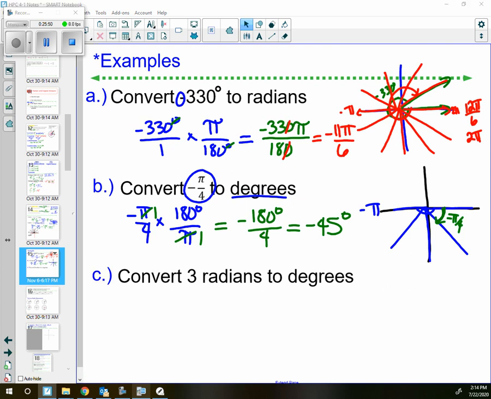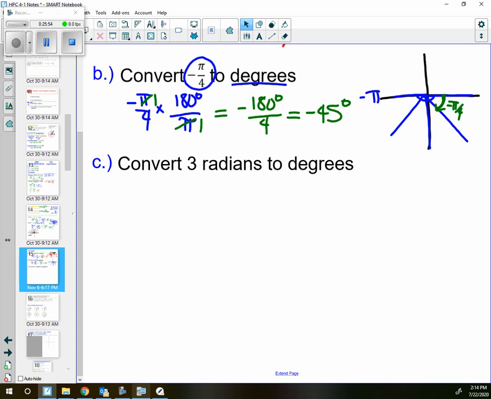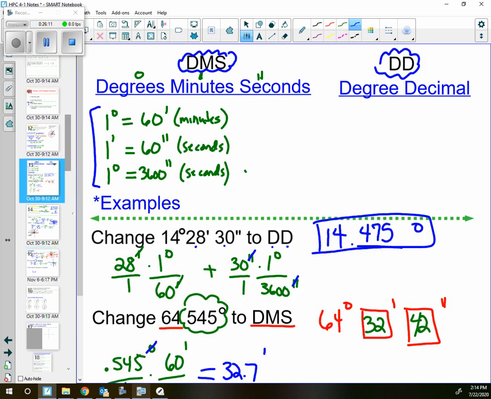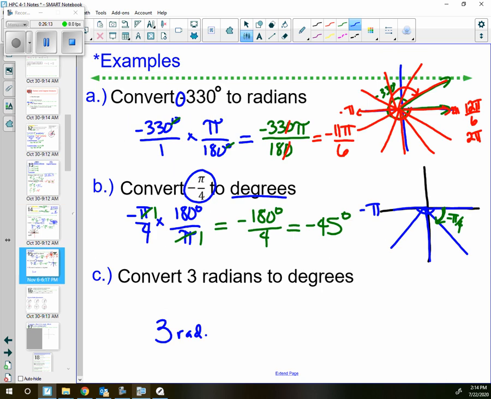Okay, let's try this last one here, and then we're going to fill in some commonly used numbers that we're going to see a lot. Convert 3 radians to degrees. So 3 radians into degrees. Now, it doesn't look the same as the others. 3 doesn't seem to have any pi with it, but it doesn't have to, because arc length doesn't have to have a pi in it. It can be any measure.